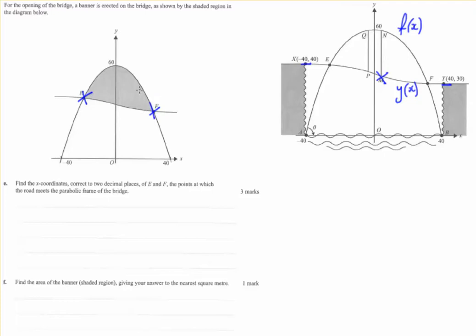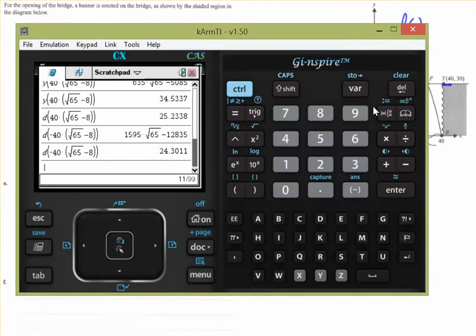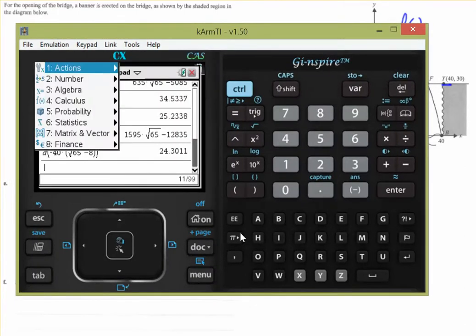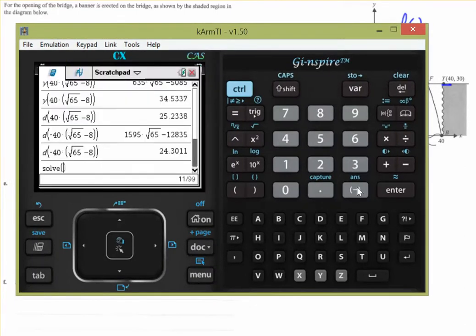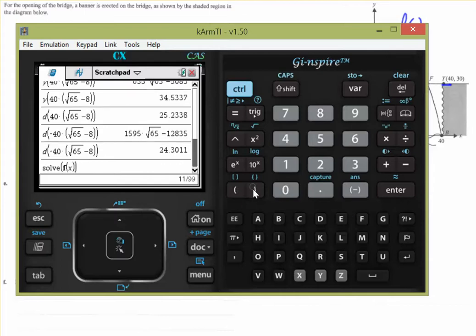2 decimal places. Well, we've already defined f of x and y of x, so we need to solve for when f of x equals y of x. And we can do that with our CAS calculator. Let's solve for when f of x equals y of x. And we want that to 2 decimal places.